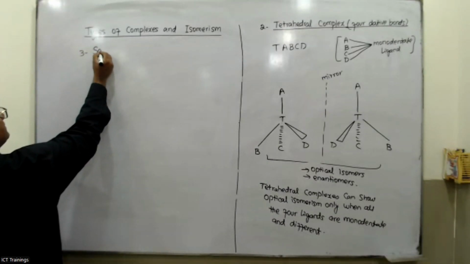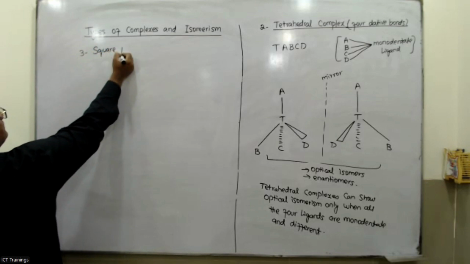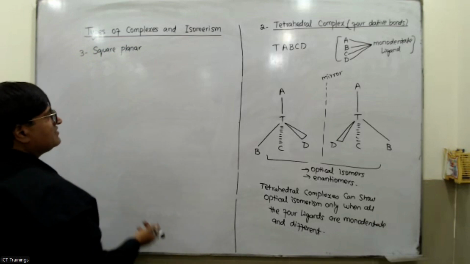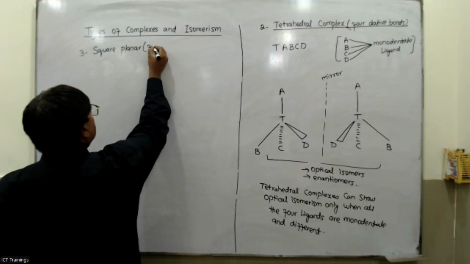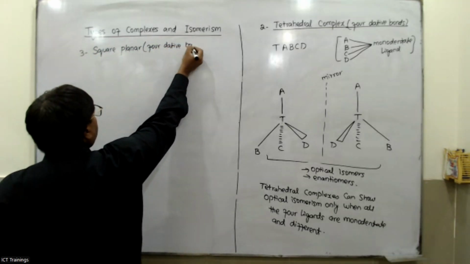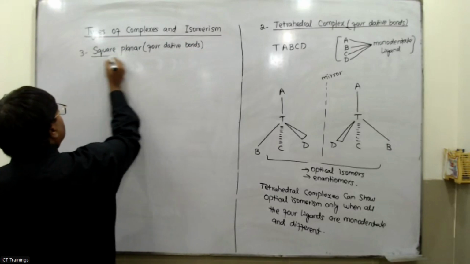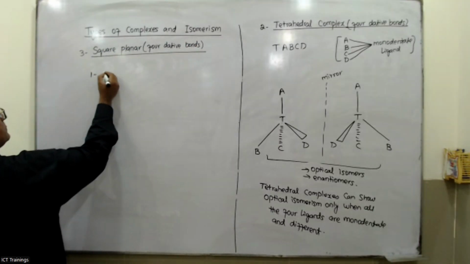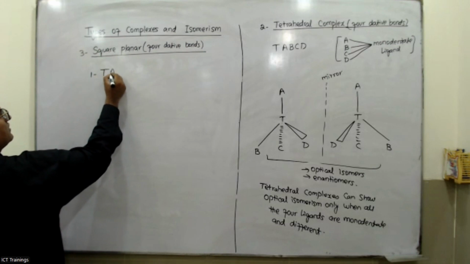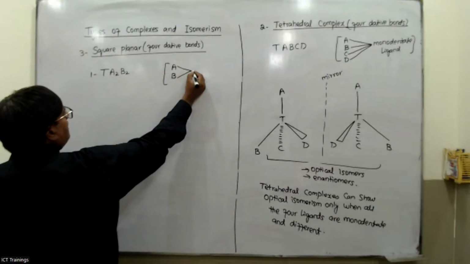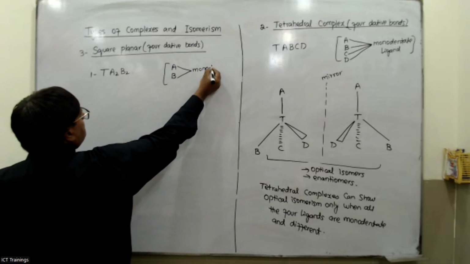Okay guys, now the third one we are going to discuss is the square planar. The shape of square planar is different, but it also has four dative bonds. Now, my dear students, have a look at the first option. This is T, A2 and B2. A and B are both monodentate ligands, two different ones.